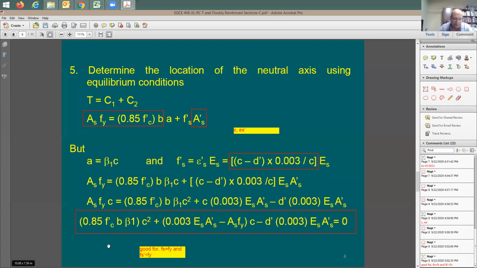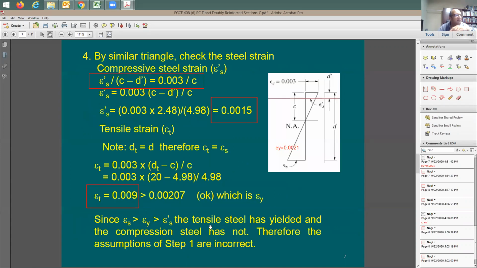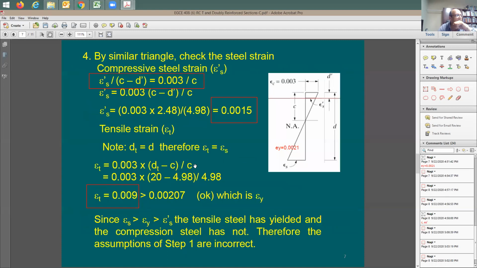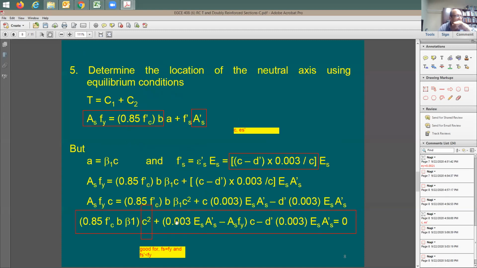Let's look here at the variables in this equation. It says 0.85 f prime c times b, the width, times beta 1 times c squared. Now, where is the unknown? Let's say my unknown is this guy here, c squared, because I know all of these factors. I know f prime c, I know the width b, I know beta 1. Let's look at the other variables. It says 0.003 constant, Es, I have it as 29,000. As prime, I have it as 1.58 in this example. Let me go back. It's this 1.58 for As prime or As2. So all of this information, I have it.